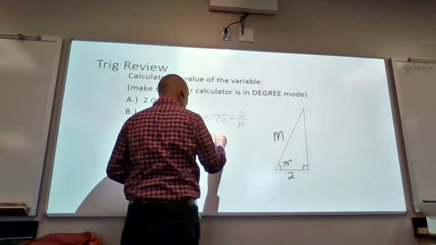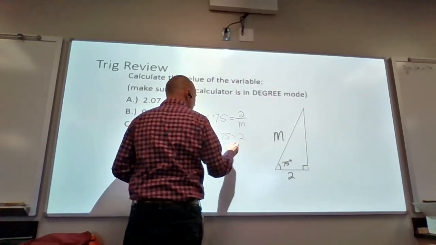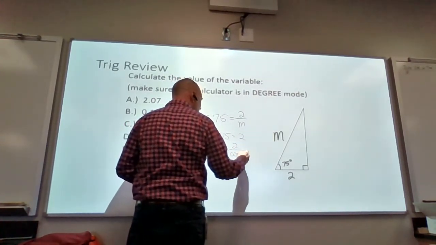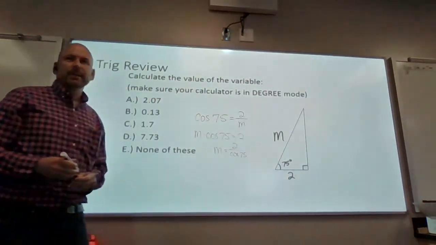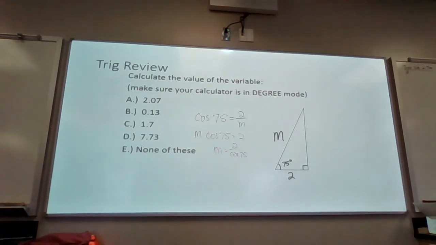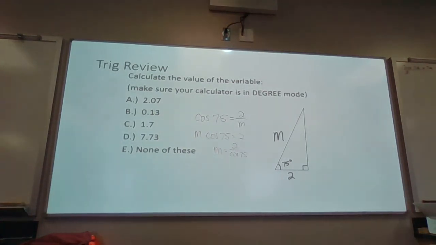Bring m over here, and then divide by cosine. So 2 divided by cosine of 75. That's going to give you something more realistic. Actually, the right answer. Correct answer should be D. Good with that?